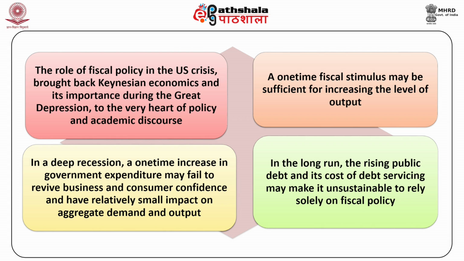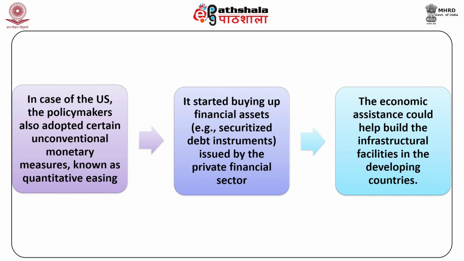Obviously, this means that the government will have to run a higher deficit and look for ways to finance it. It may have to borrow, which would result in higher public debt. In the long run, the rising public debt and its cost of debt servicing may make it unsustainable to rely solely on fiscal policy. In the case of the US, the policy makers also adopted certain unconventional monetary measures known as quantitative easing. This involves the US Federal Reserve doing something rather unusual.